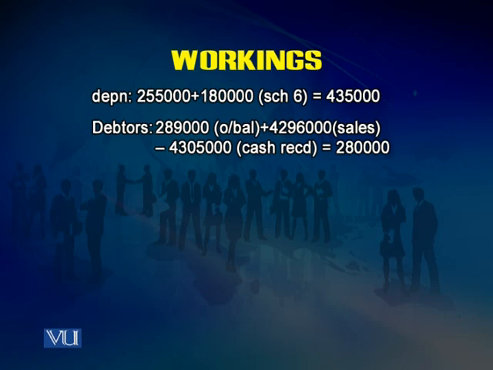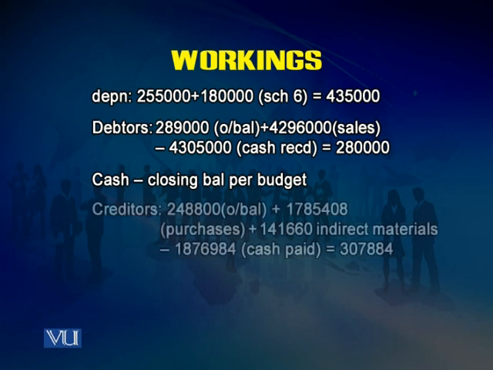The opening balance of debtors was 289,000. Add to that the total sales shown in the profit and loss account of 4,296,000, and deduct from that the cash received during the period from the debtors. This cash received total can be seen very shortly when we look at our cash flows. So incorporating the cash received here, we get the balance of debtors of 280,000. The cash shown in the balance sheet is going to be the closing balance as per the cash budget. The working for creditors is similar to that of debtors.